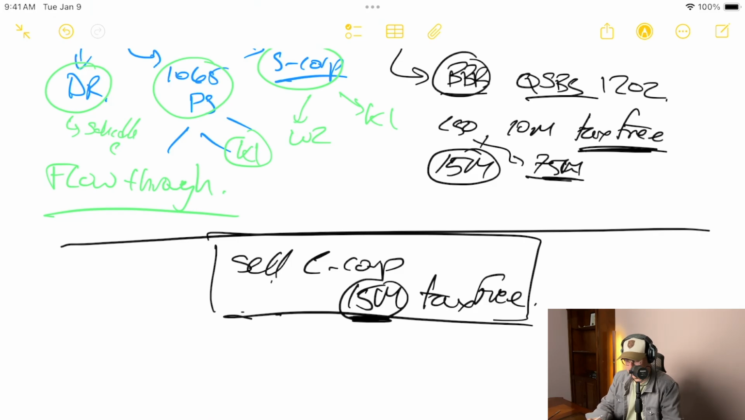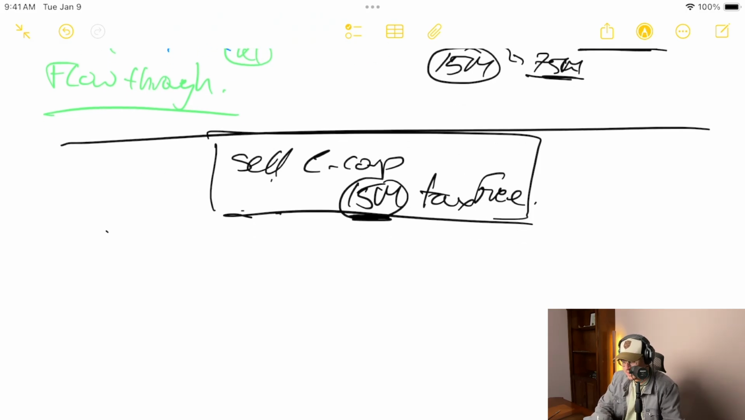Now, one other provision that changed recently, which is kind of interesting, is you used to have a 5-year hold, and now it is a 3-year hold.